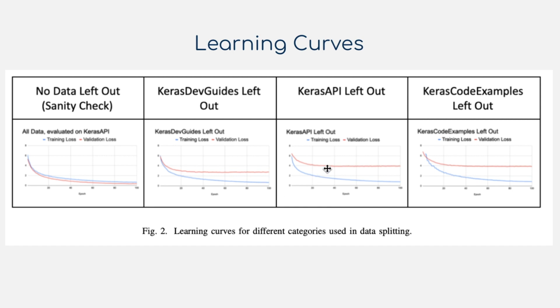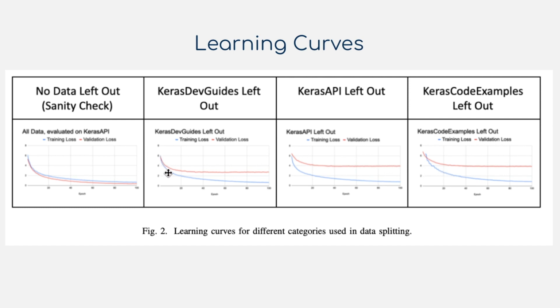So what we're doing in these three curves is we leave one of the sources of data out of the training set. So when we do Keras developer guides left out, we train on the Keras API documentation and the Keras code examples, and then we evaluate on the Keras developer guides. So the test distribution is now different from the training distribution, and this is a common thing that we see in the real world with recent datasets like the WILDS benchmark, really outlining this phenomenon of distribution shift and why it's such an important focus for deep learning compared to just IID evaluation.